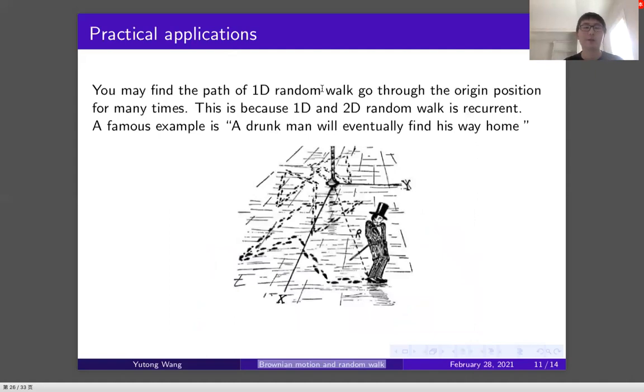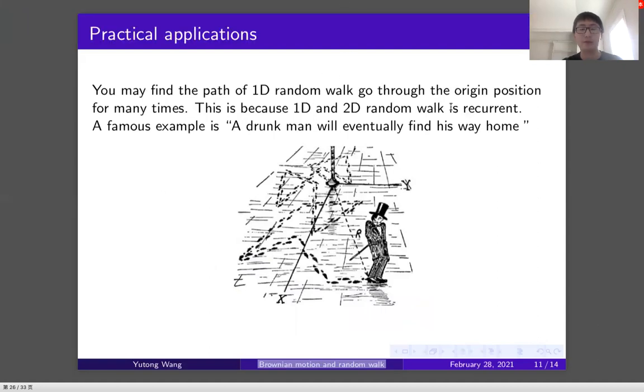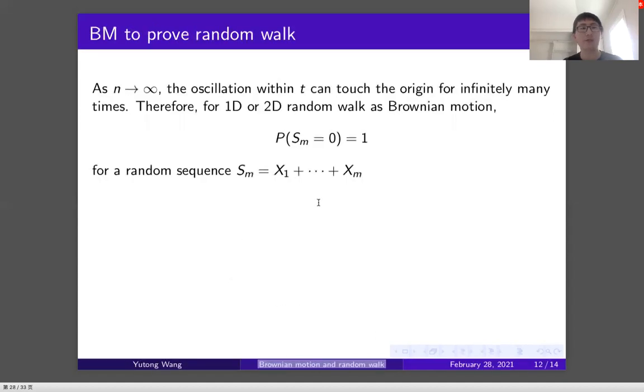Okay, there are some practical applications. You may find the path of one-dimensional random walk goes through the original position many times, as we just discussed. This is because one-dimensional and two-dimensional random walks are recurrent. This is a very important property for Z1 and Z2, like we discussed before, about Z^d when d is equal to 1 and 2. A famous example is that a drunk man will eventually find his way home. Okay, what is this? Let's see more detail.